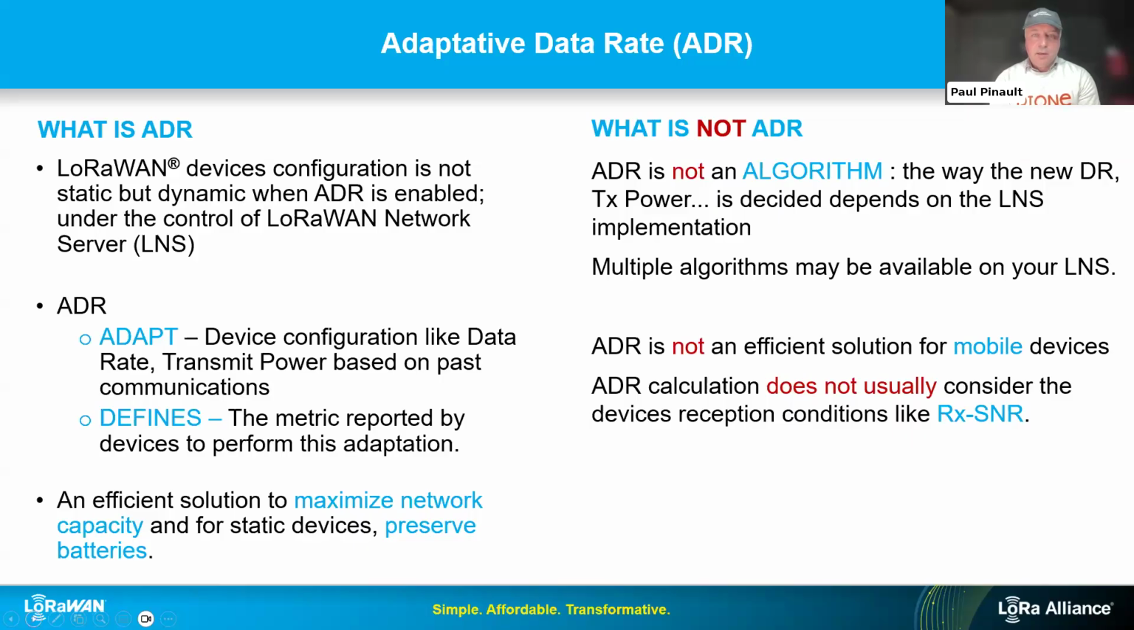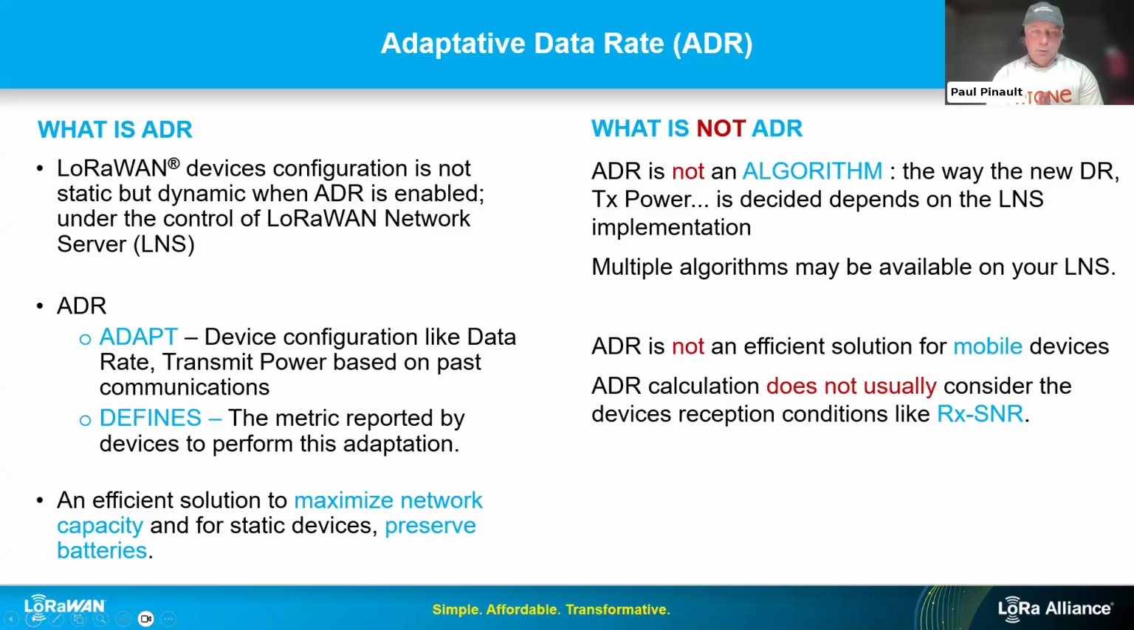It did not define how the new DR and the new TX power are calculated. It's based on the LNS implementation, and this can change from one LNS to another. Also, your LNS can have multiple algorithms, so maybe you have to choose one. So you have to take this into configuration.